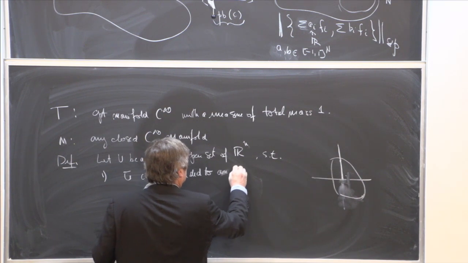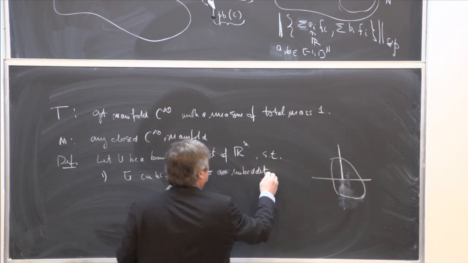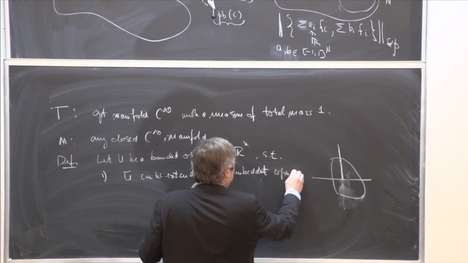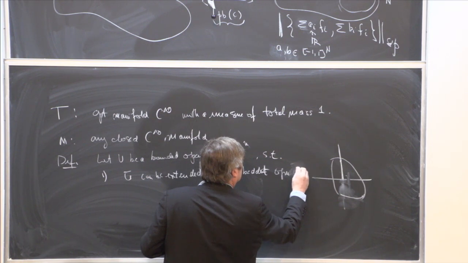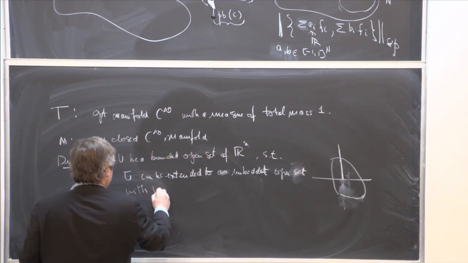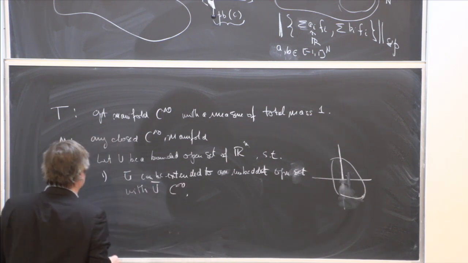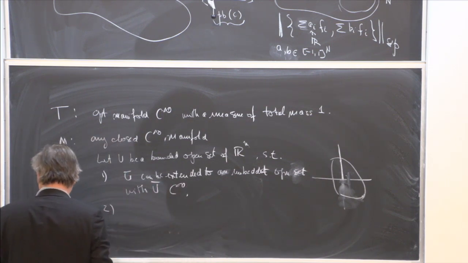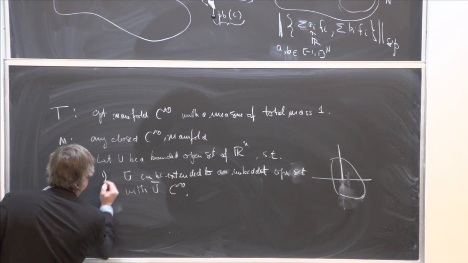To an embedded set, with U bar of course being smooth in this case. And two, no, there's no two. That's enough.